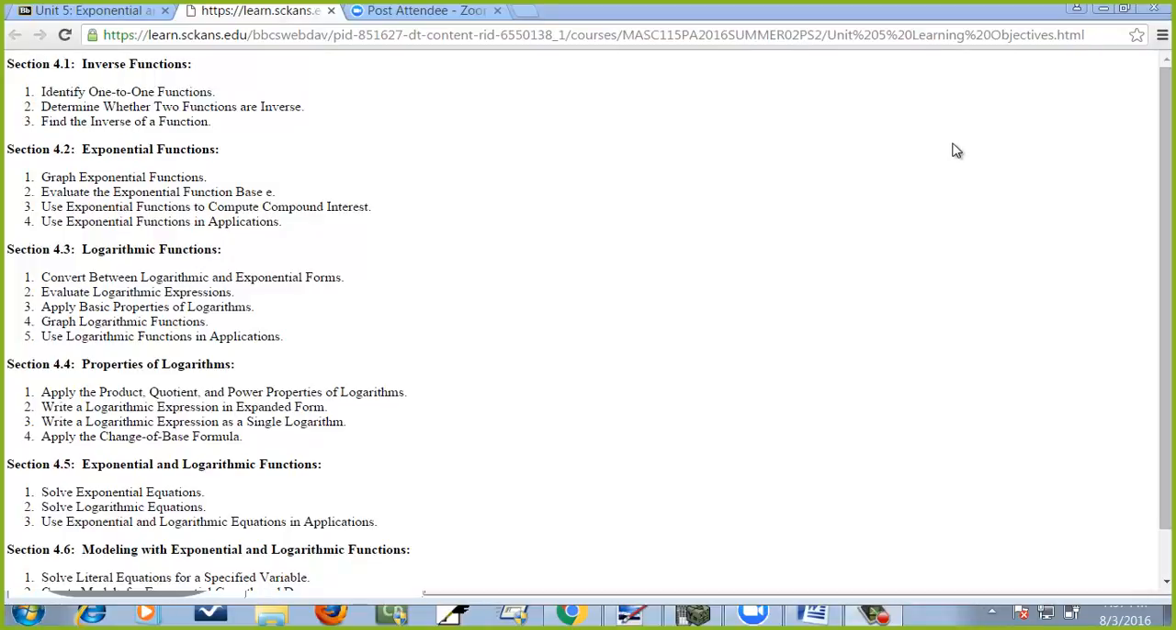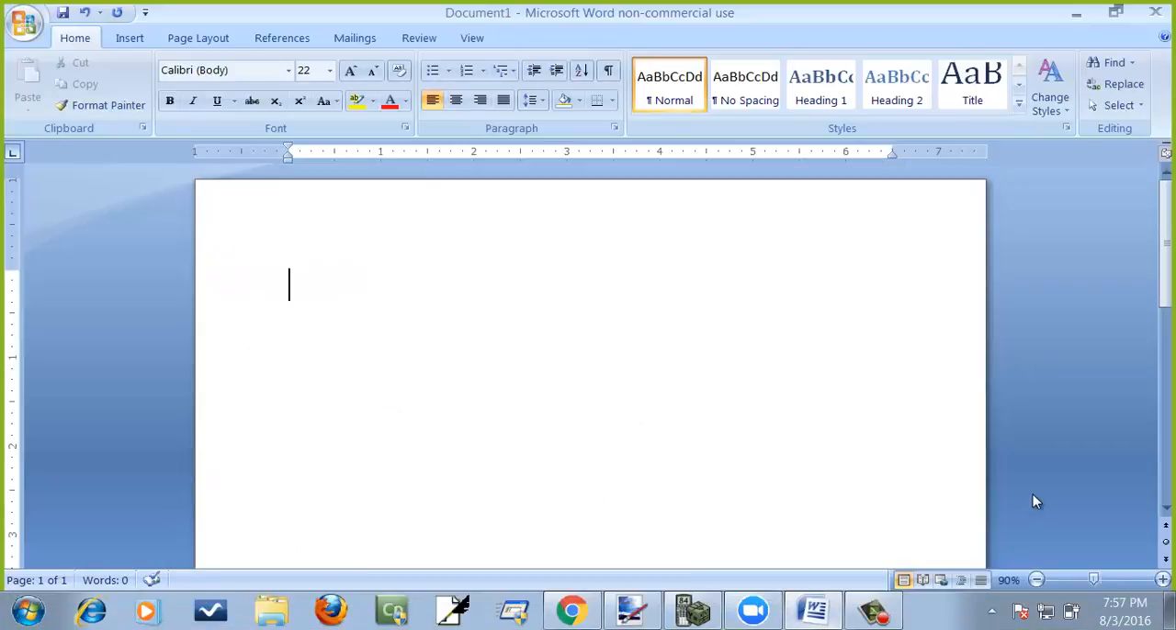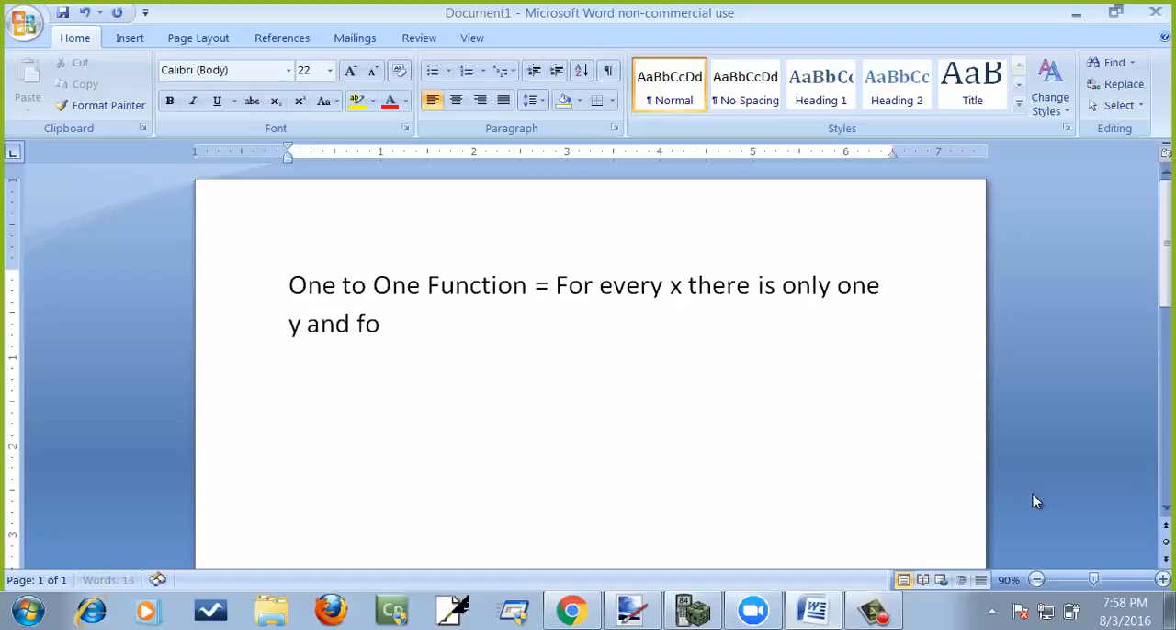Let's take a look at inverse functions. And first thing you want to look at is one-to-one functions. Our definition of one-to-one function says, for every x, there is only one y, and for every y, there is only one x. That's a very hard definition to use unless you're dealing with points. So we're going to look at an easier definition.